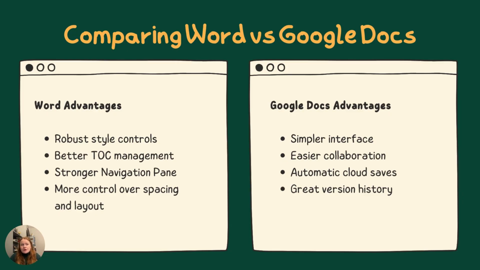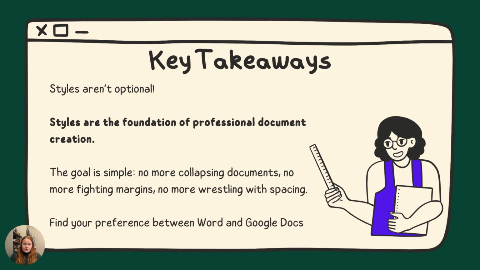Word is better for more complex documents. We're not going to get into it quite yet, but sometimes when you're adding in figures or other images, those can get a little bit clunky when you're trying to do it on Google Docs. Yeah. So key takeaways, styles, I say they aren't optional. They shouldn't be optional. They should be something that you can commit to.